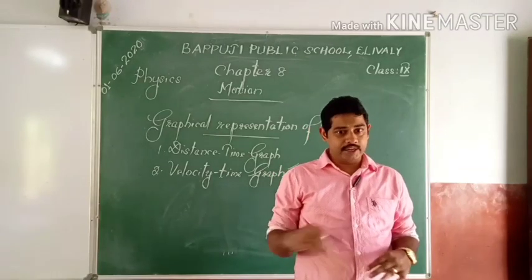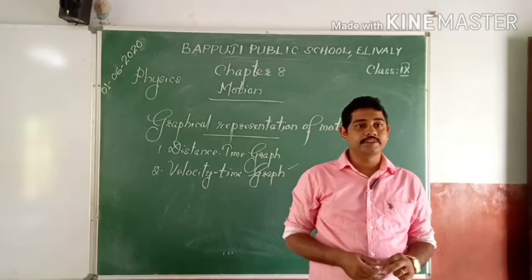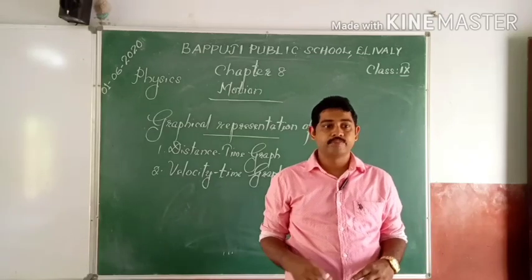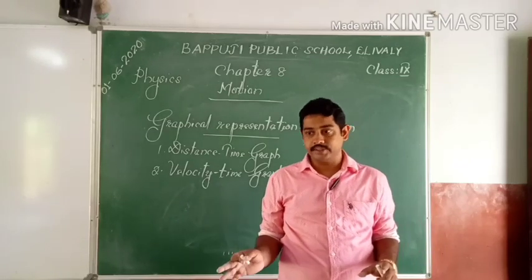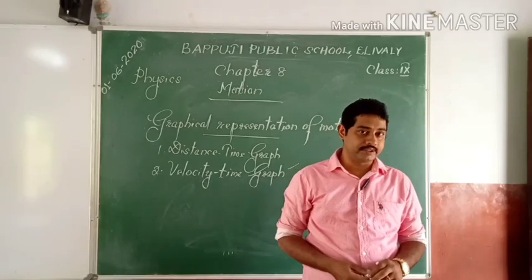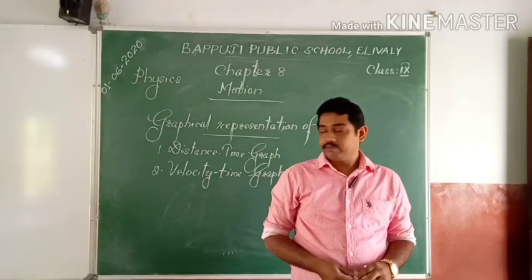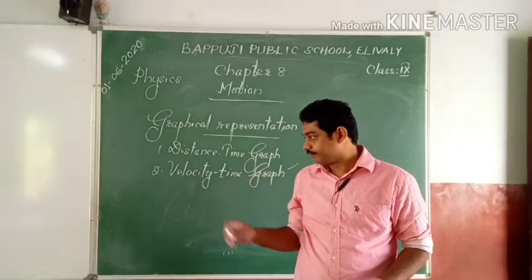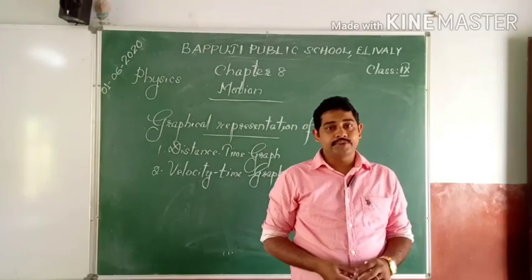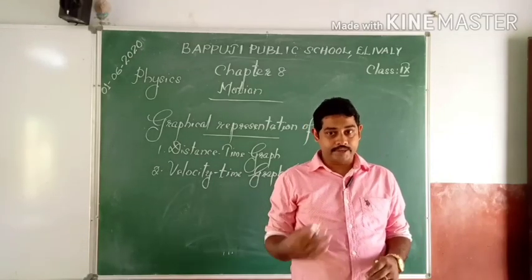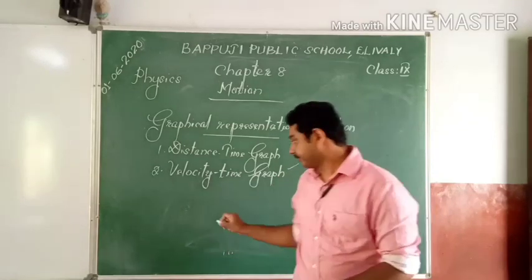A graph is a line or a curve showing the relationship between two variable quantities, of which one of them changes as a result of change in the other. First one, distance time graph. Change in position of an object with time can be represented on a distance time graph.